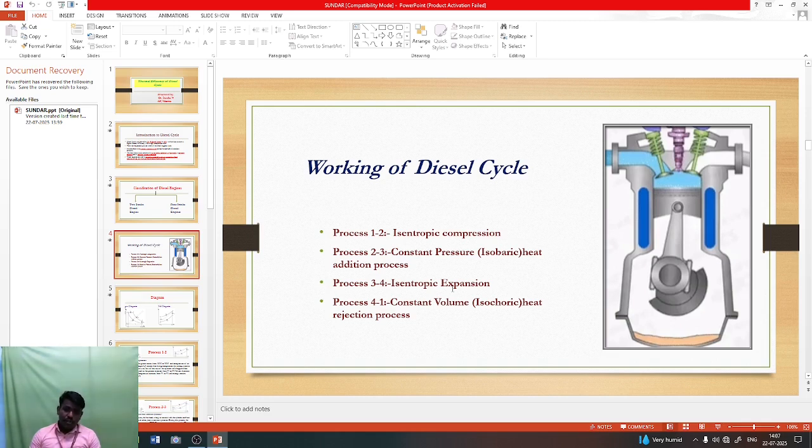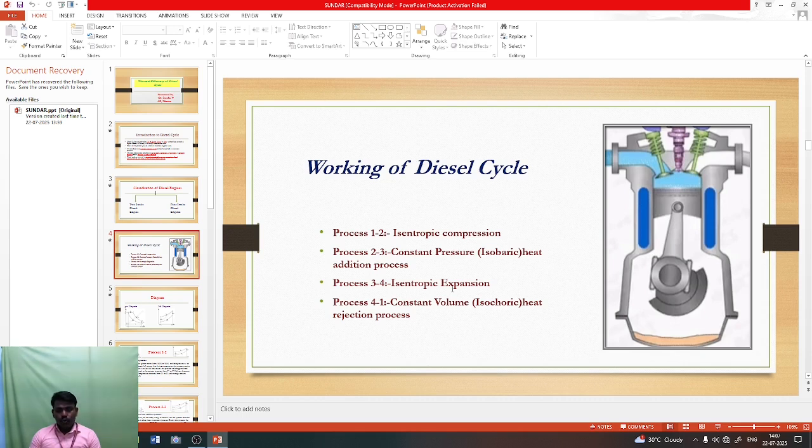Here, the first process is isentropic compression. In the diesel engine the air and the fuel are separate, but in the Otto cycle, the petrol engine, the air-fuel mixture is together, and during compression the air-fuel mixture is compressed together. Next, the constant pressure process. In this process we are adding heat into the system, that is called QS. Heat is supplied into the system. That is process 2 to 3.